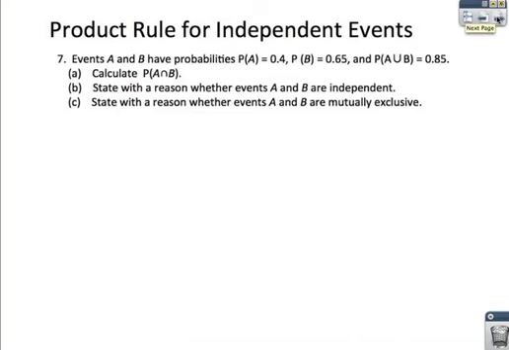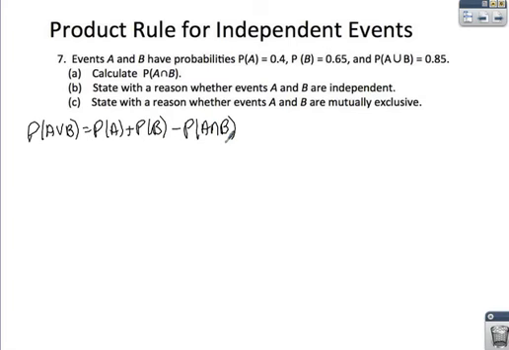Question 7. Events A and B have the following probabilities. Again, we're asked to calculate the probability of A and B. And again, because we don't know whether or not the events are independent, we have to use the combined events formula. So P(A union B) is equal to P(A) plus P(B) minus P(A and B). Substitute in the values that we know. 0.85 is equal to 0.4 plus 0.65 minus P(A and B). Move the terms around and solve.